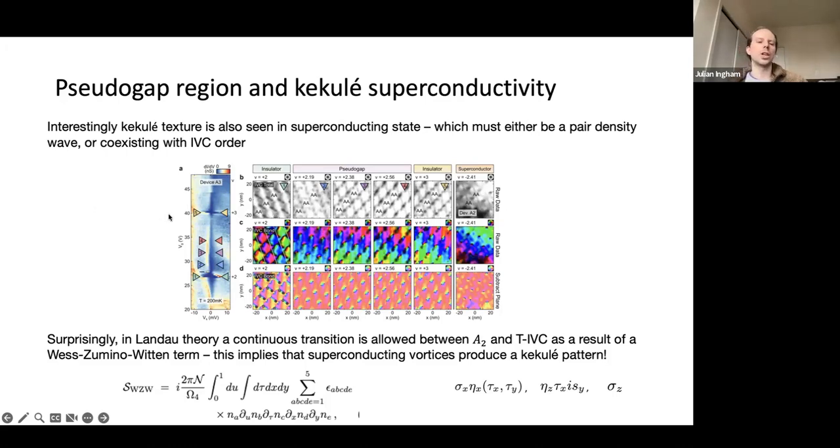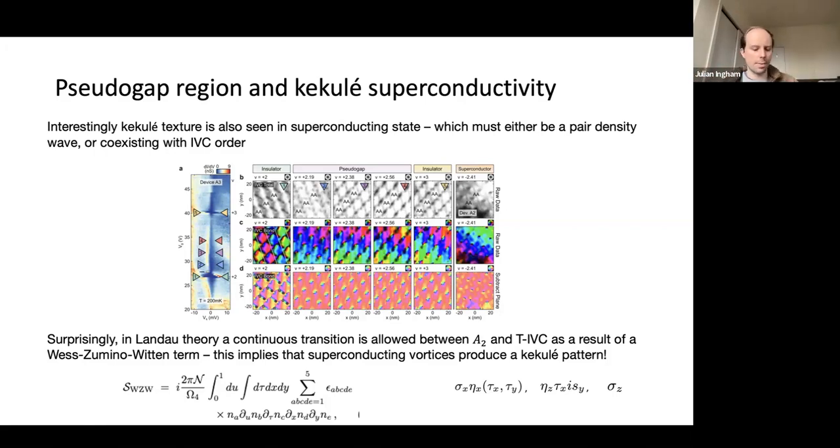And the presence of this term in the effective action allows the transition from the insulator to the superconductor to be continuous. But also interesting is the fact that it means superconducting vortices can also produce this Kekulé pattern, this √3 by √3 enlargement of the unit cell. And so in this STM experiment, the Kekulé pattern was also seen as you go from the insulator to the superconductor.